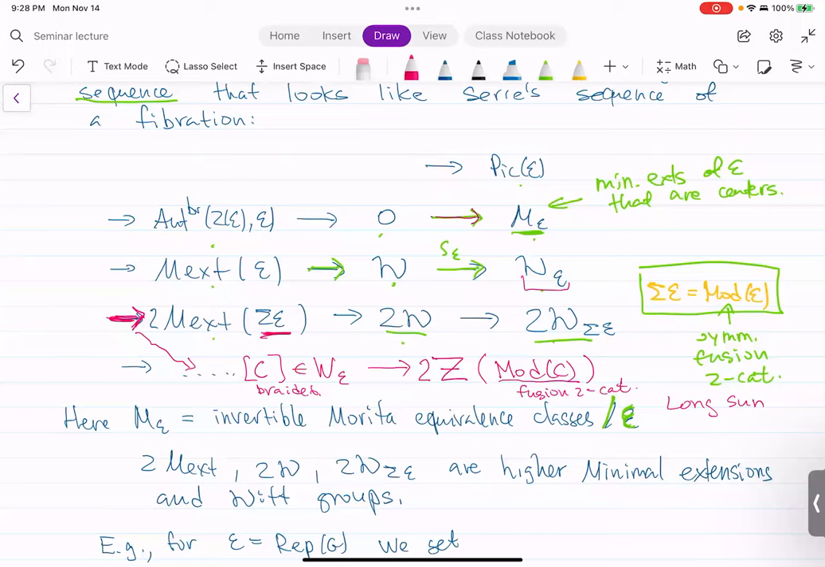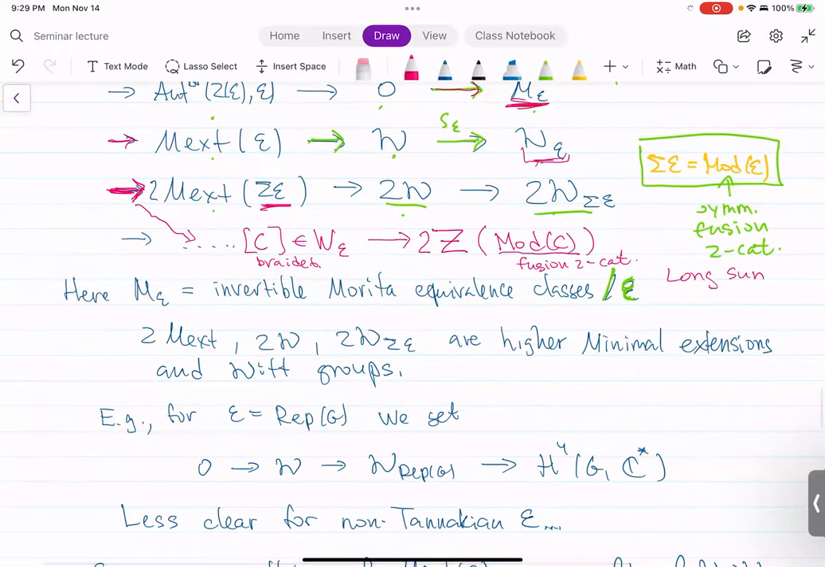Does this make sense? So this is similar to this arrow, right? Here you have minimal extensions of E that are centers. Here you have minimal extensions of mod E that are two centers. So it kind of mimics the arrow in the previous row. Okay. Yeah. All right.